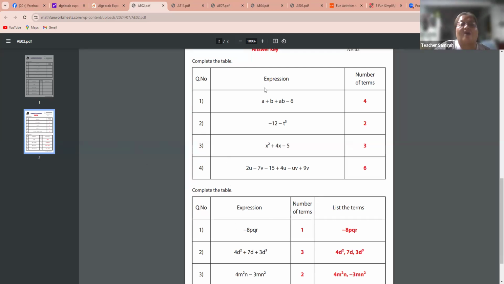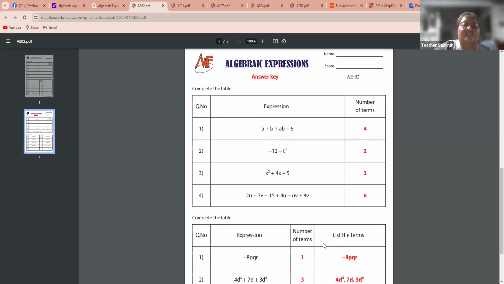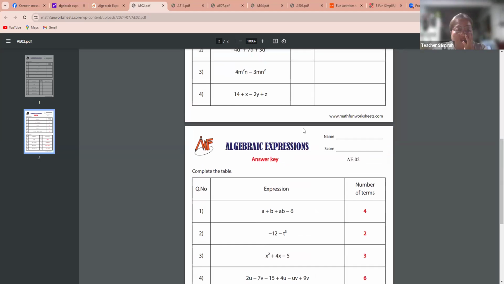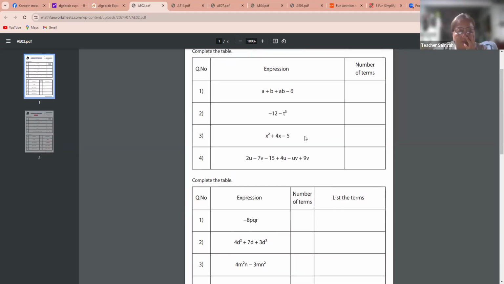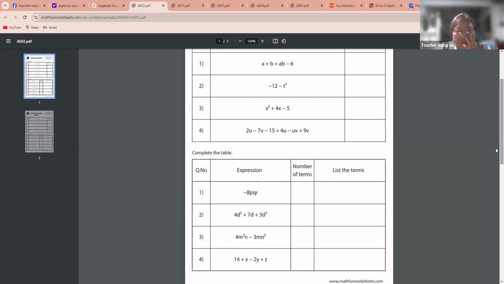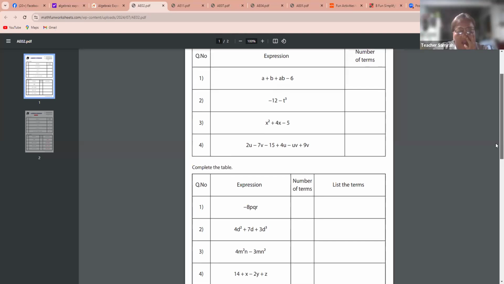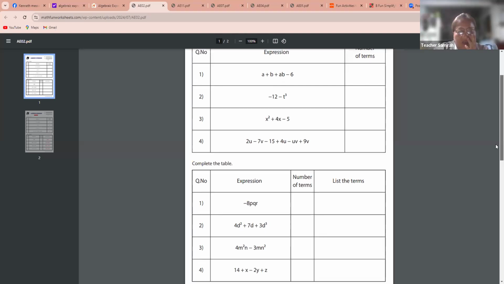I know you know how to answer in terms of finding the number of terms, as well as listing all the terms that you can see from the expression. Okay? Do you still have some questions, anyone? Do you think you still need to ask something? What do you think?